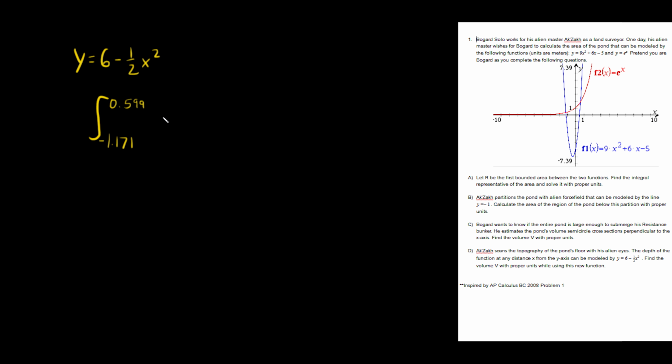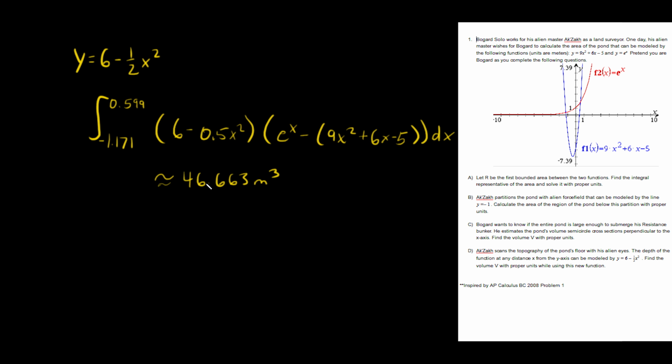Okay, you just set up the integral, multiplying your height, 6 minus 0.5 x squared, by your base, which is e to the x minus 9x squared plus 6x minus 5 dx. Right? And then your answer is approximately 46.663 meters cubed.